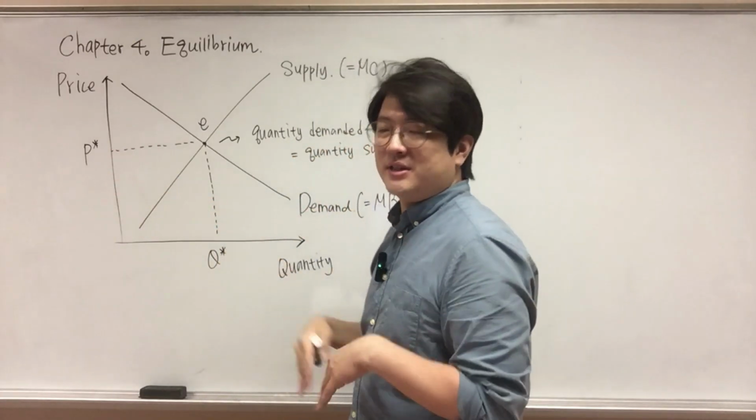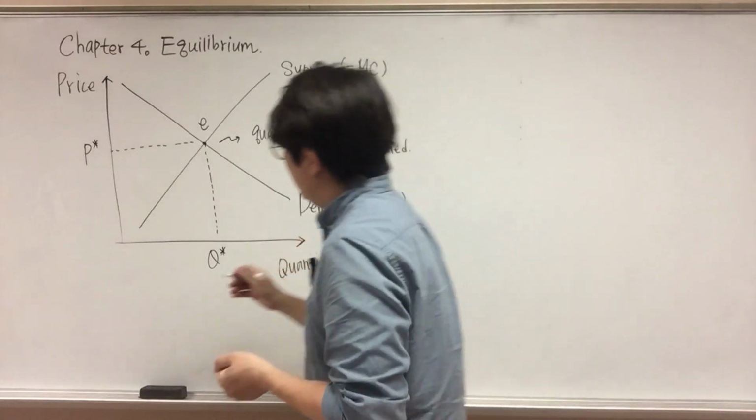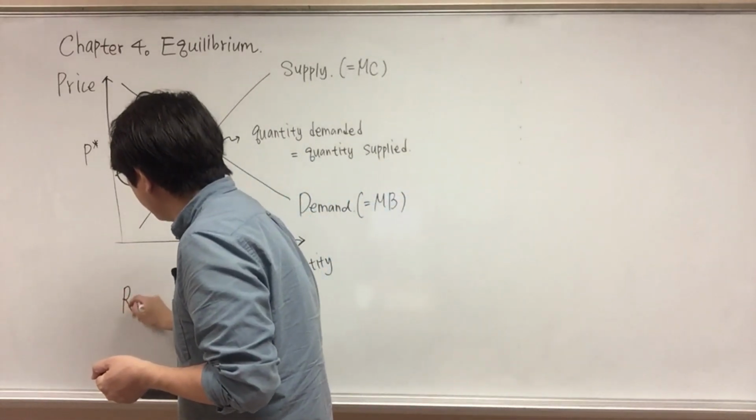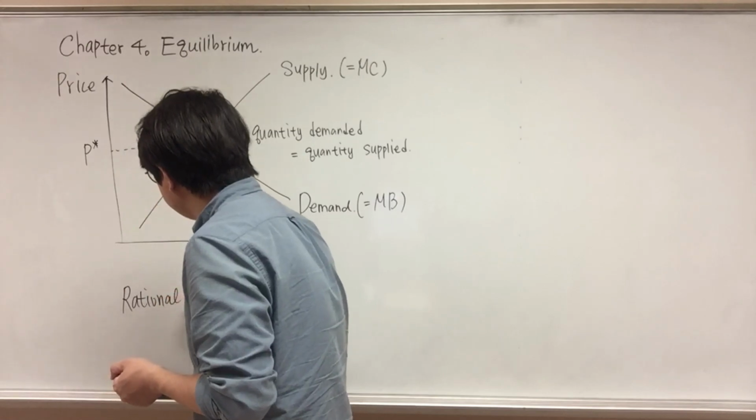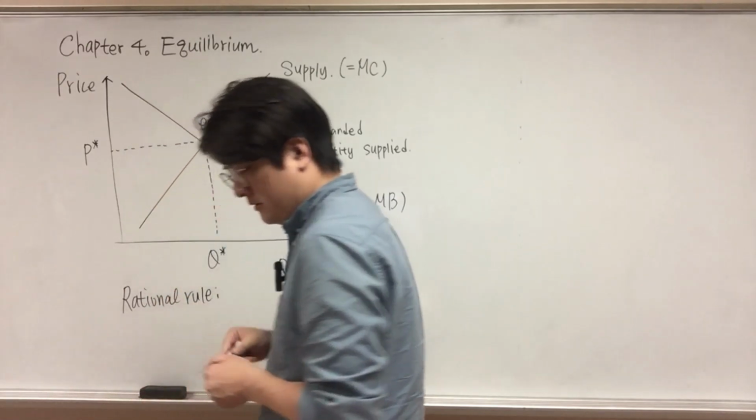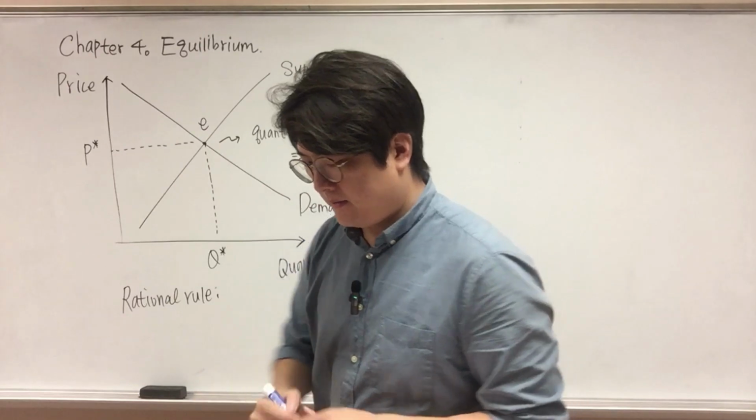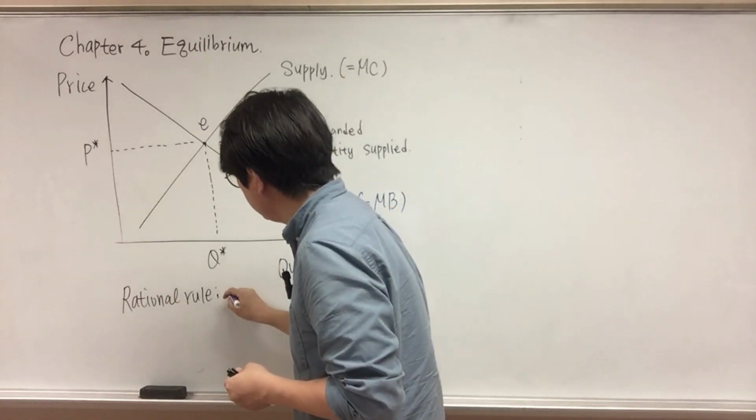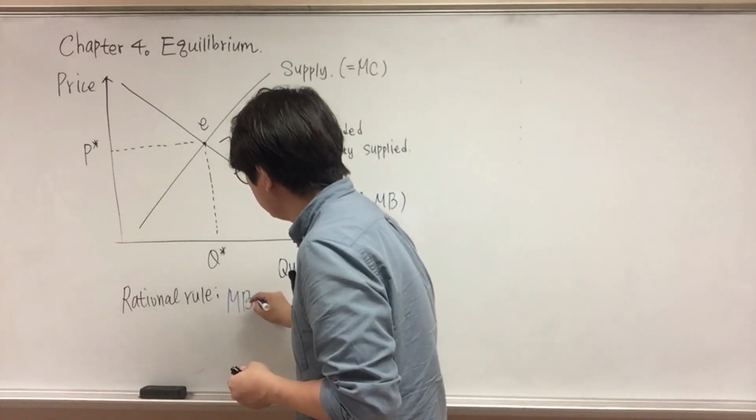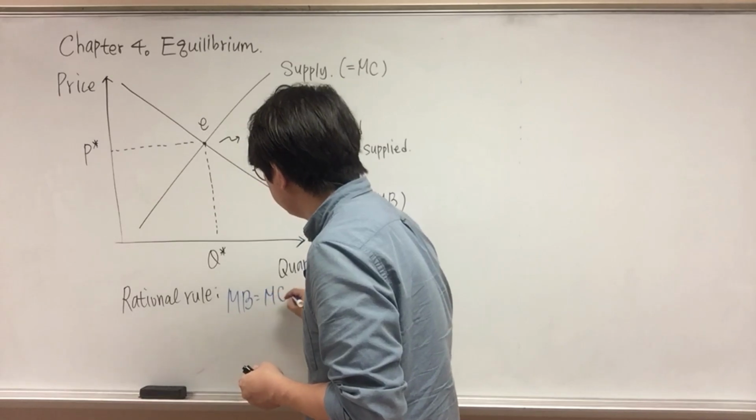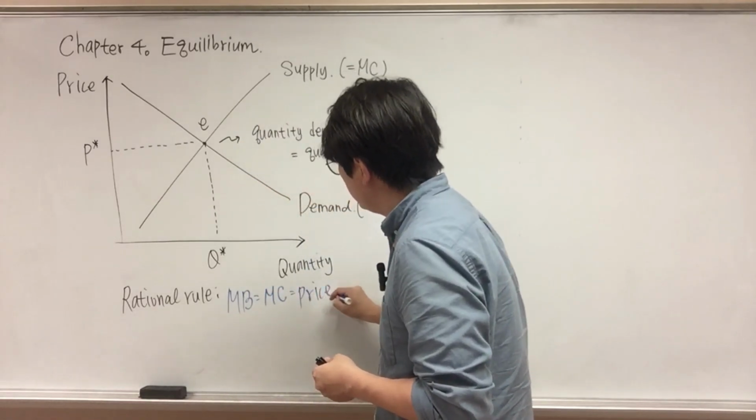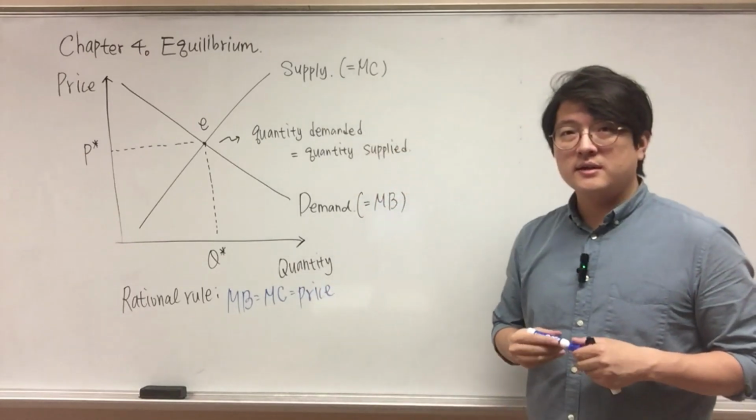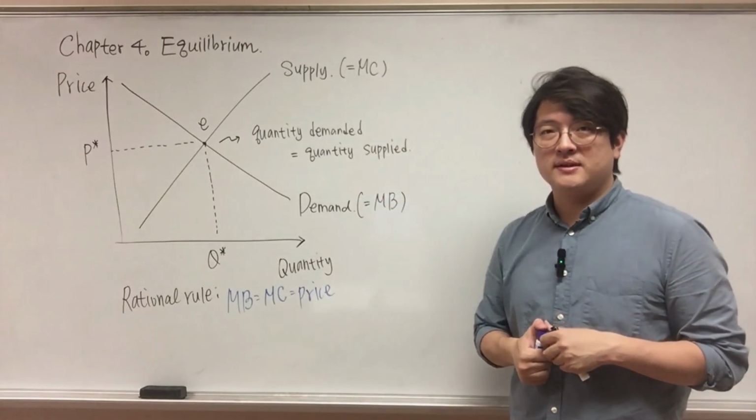So we can realize that the rational rule is marginal benefit equals marginal cost equals price. Okay, does it make sense?